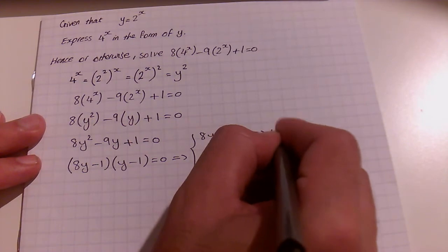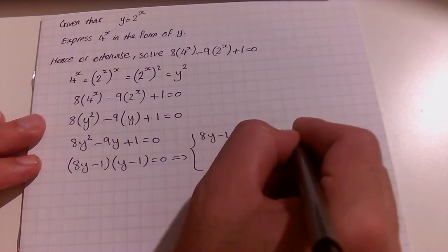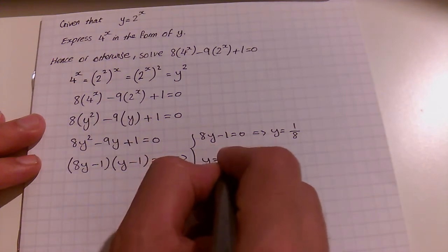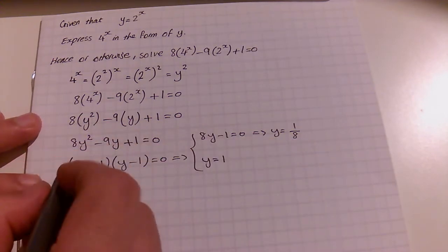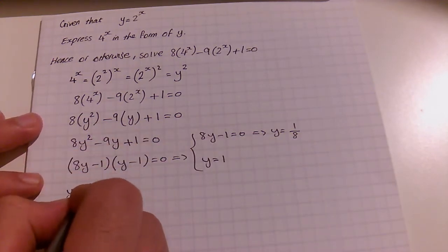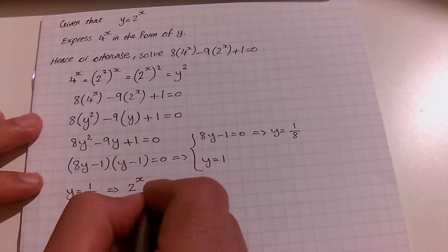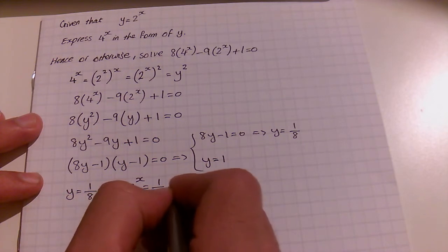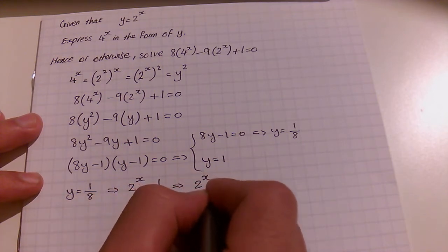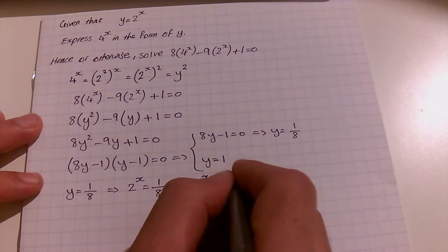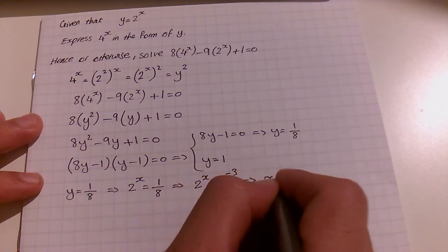So let's factorize this. We would get 8y minus 1 times y minus 1 equals 0. Therefore 8y minus 1 equals 0, so y is 1 over 8, and y equals 1.